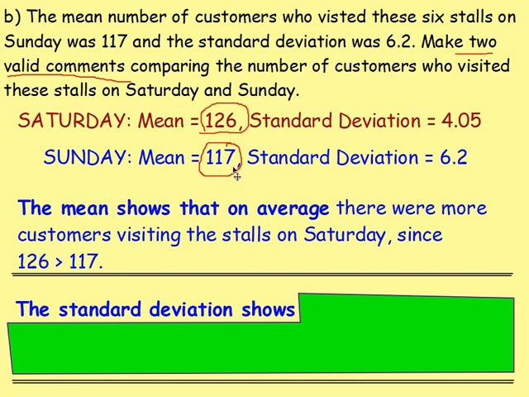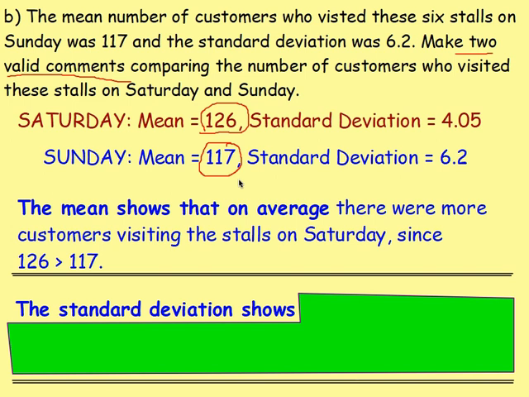As usual, you can reverse it. You can say the mean shows on average there were less customers visiting the stalls on Sunday because 117 is less than 126. Doesn't matter which way around you have it, as long as you link it to the question. It's talking about the number of customers visiting stalls, so put that in and make sure you're talking about the mean being an average and back it up by writing down which numbers you are comparing here.